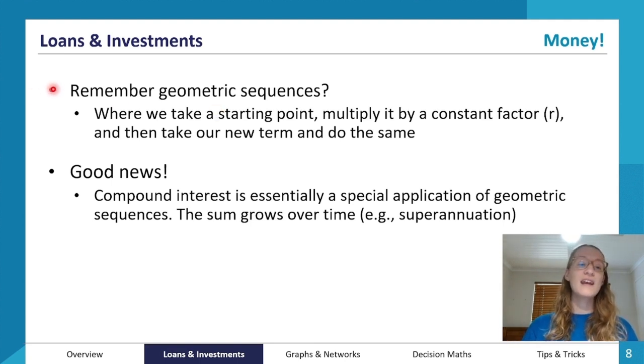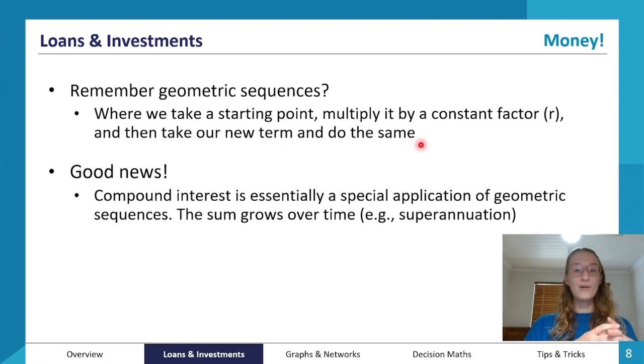So my first little connection to prior knowledge to make that link for you today is geometric sequences. Hopefully it hasn't fallen out of your brain too much and you remember studying geometric sequences in Unit 3, which would have been probably a few months ago. So geometric sequences is where we take a starting point and then we multiply it by a constant factor, which when we're talking about geometric sequences, that's r, and then we take our new term and do the same.